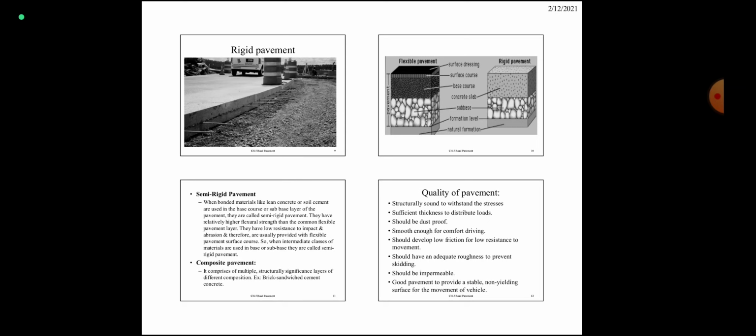Composite pavement: it comprises multiple structurally significant layers of different composition. Example: brick sandwiched with cement concrete.